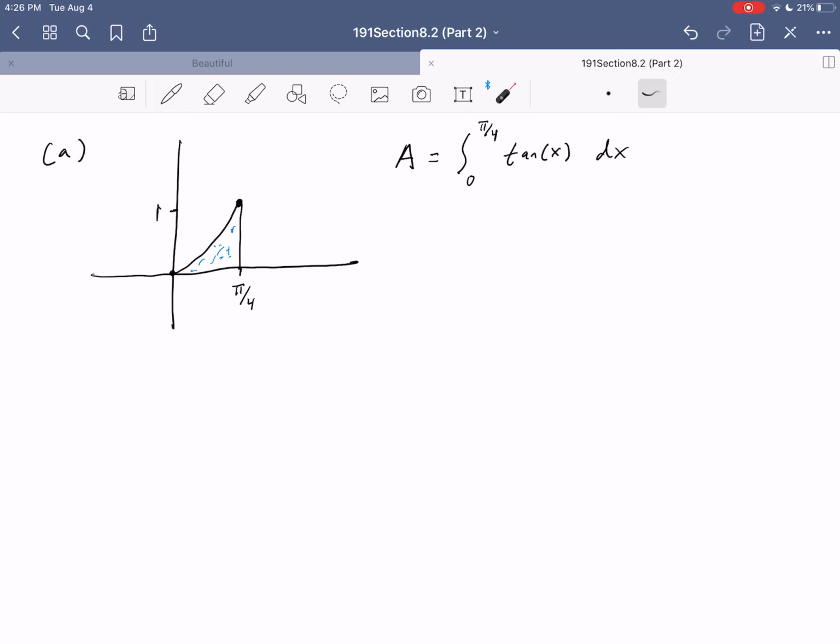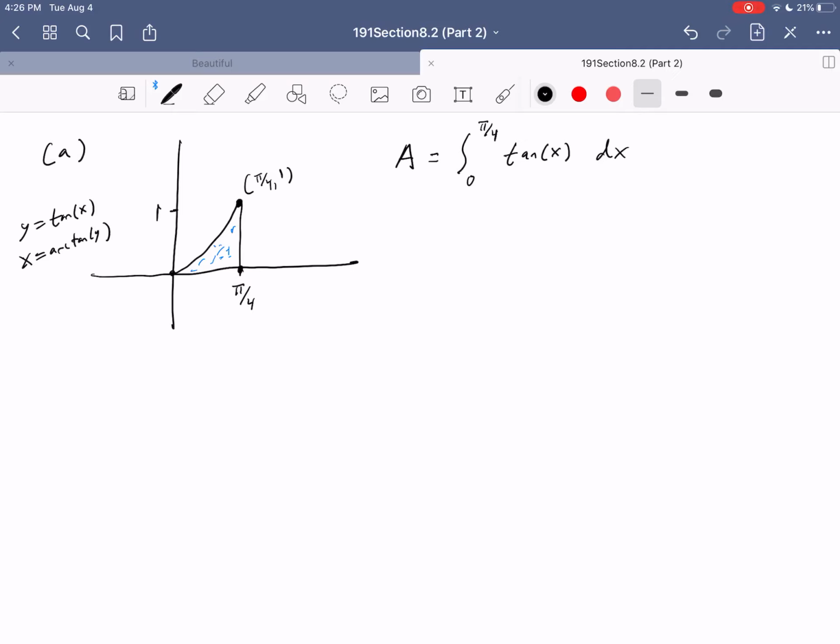What if we want to work dy? Well, we should probably go ahead and label this. We should make sure that we realize that this point right here is pi over 4 comma 1. Also keep in mind that if we want to work with respect to y, if we have y equals tan x, we're going to have to think about x as arctan of y.